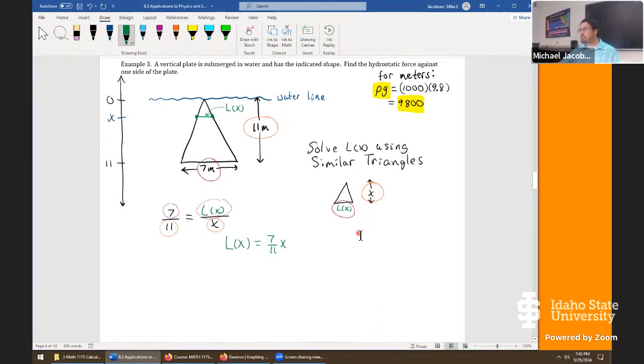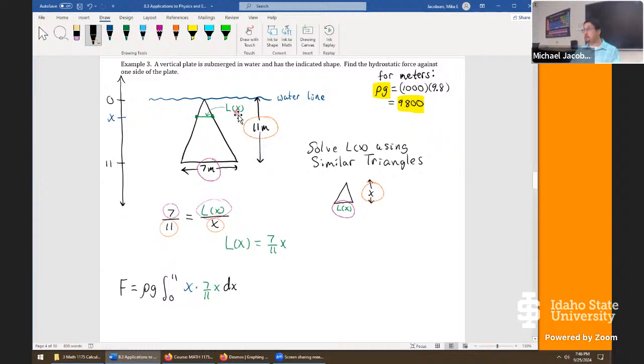So all this work assembles to say the force on one end of this plate due to the hydrostatic pressure is going to be F equals rho g, integrate from 0 to 11. I always want to put these in the opposite order, but keep in mind your axis is going in the opposite direction. Positive is down. So you flip those limits of integration going back to the integral. Then it's going to be x multiplied by 7/11 of x dx.